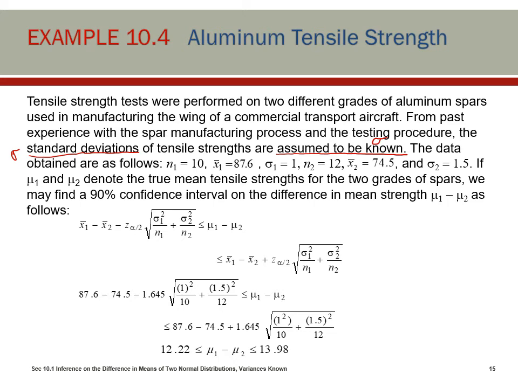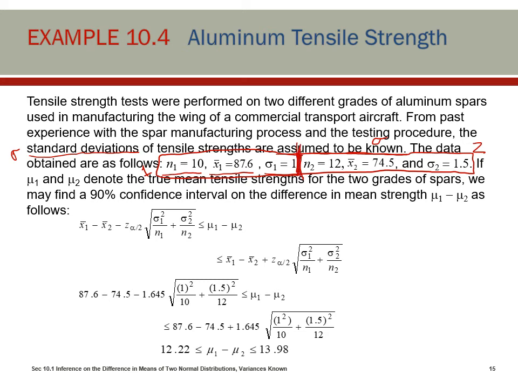The data obtained are as follows. We have an N1 of 10, an X bar 1 of 87.6, and a sigma 1 of 1. So that information is for population 1. Then they give us the same thing, N2, X bar 2, and sigma 2 for population 2. So we've got two different sets of data there.